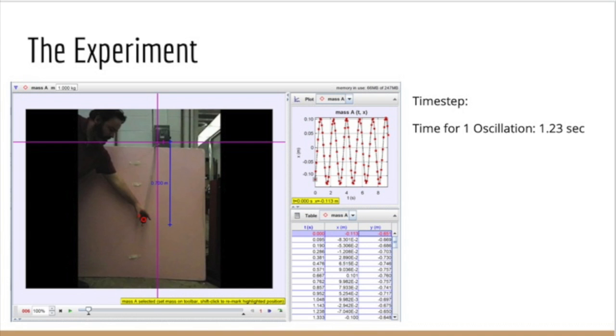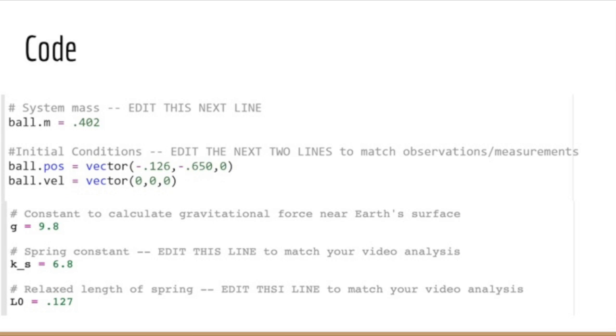To begin, we analyzed a video of a mass on a spring in Tracker using a set distance of 0.7 meters as the calibration stick. We found that the time for one oscillation was 1.23 seconds, using the time it took for 3 oscillations to occur and dividing that by 3. This is the time it takes for it to swing back and forth in one periodic motion. From there, I recreated the motion in GlowScript.